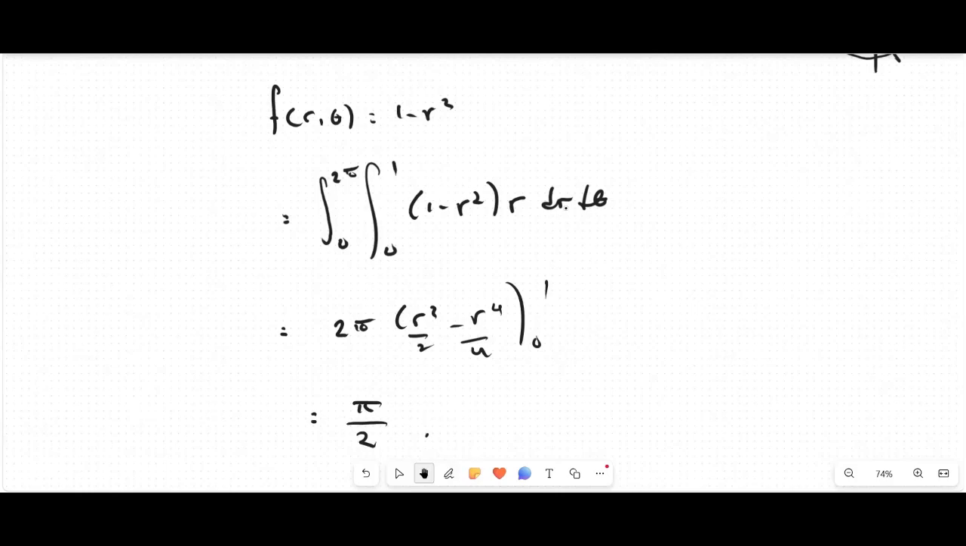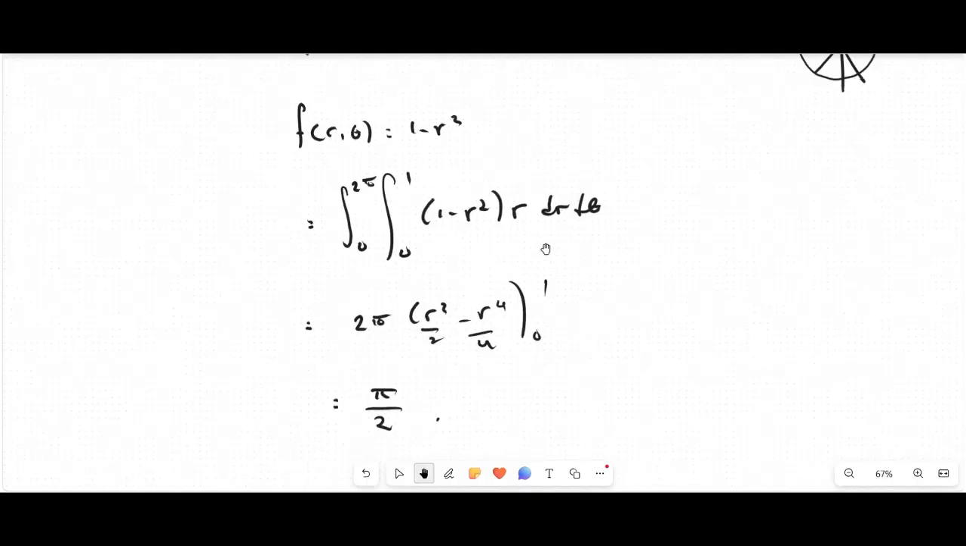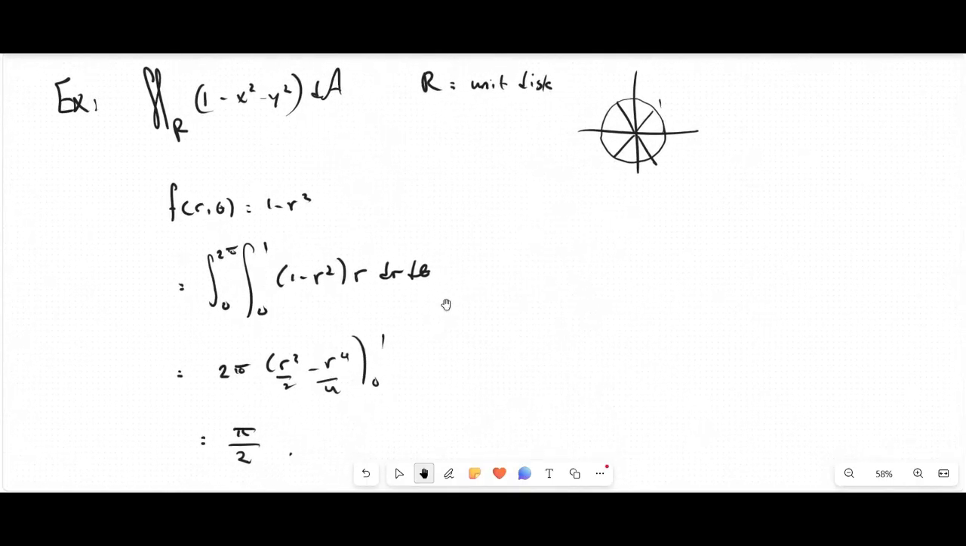Right, so there's r minus r cubed integrates to r squared over 2 minus r to the fourth over 4. You plug in 0, you get nothing. So you plug in 1, you get 1/2 minus 1/4, which is 1/4. Pick up an extra factor of 2 pi. Nice and simple. Onward.